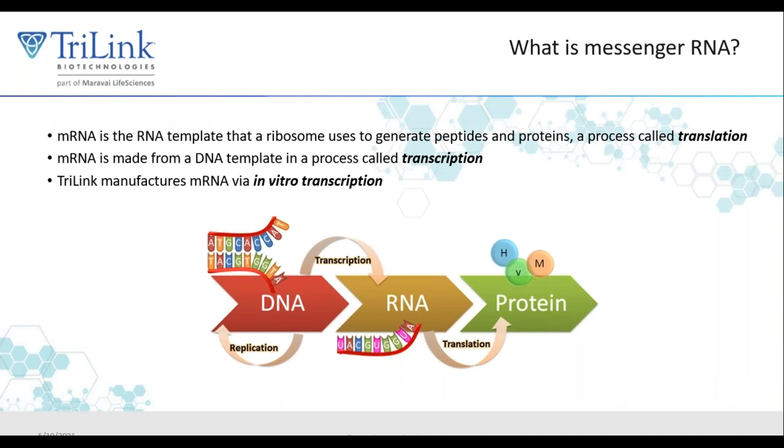Messenger RNA is formed through a process called transcription, where RNA polymerase uses a DNA template to produce the mRNA. The mRNA is then used as a template that the ribosome uses to generate peptides and proteins through a subsequent process called translation. These are natural processes and they're essential for life to exist.